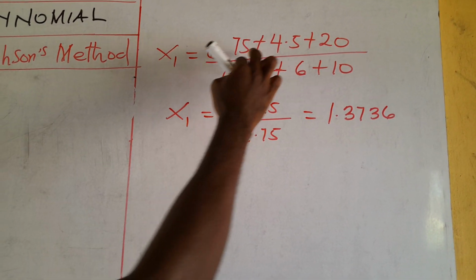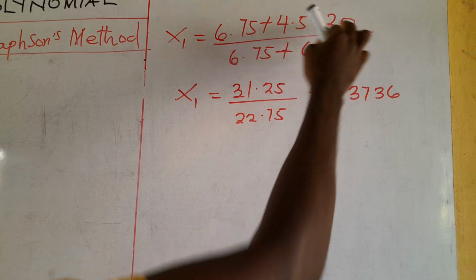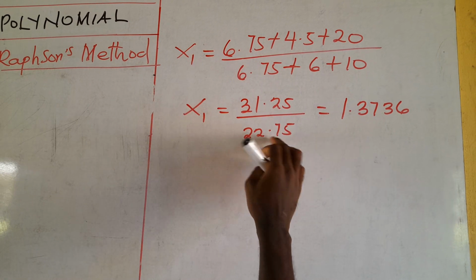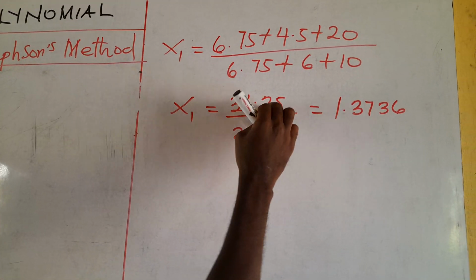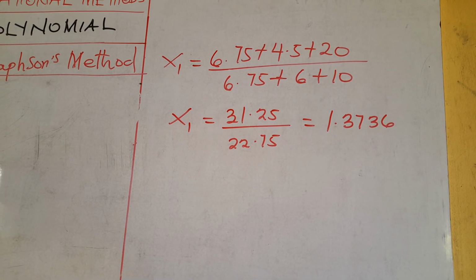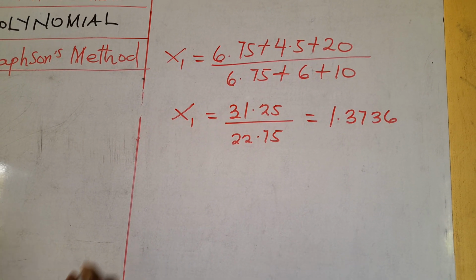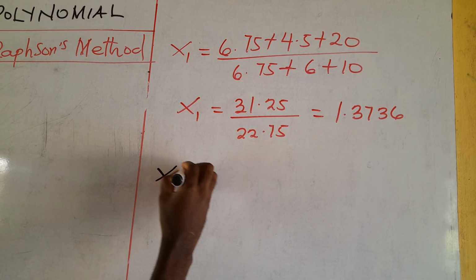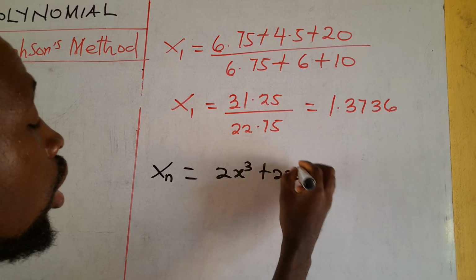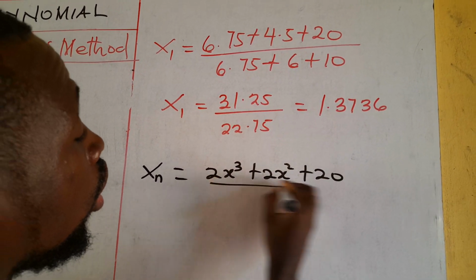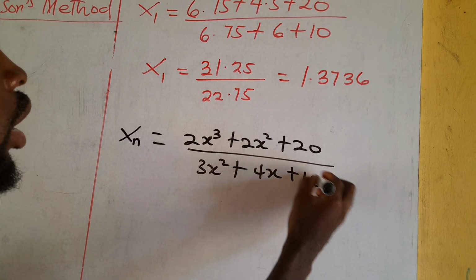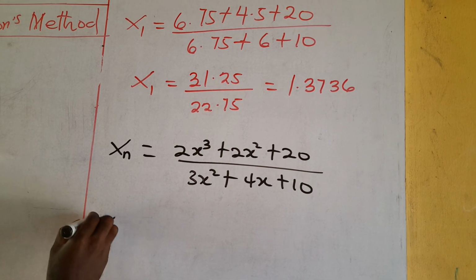So when we add 6.75 to 4.5 to 20, we get 31.25. Then 6.75 plus 6 plus 10, you get 22.75. When 31.25 is divided by 22.75, we'll get 1.3736. So that's our first iteration. Now remember, our x n plus 1 is equal to 2x cubed plus 2x squared plus 20 all over 3x squared plus 4x then plus 10.